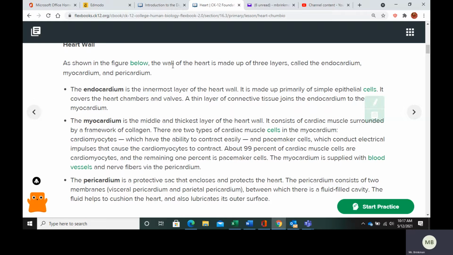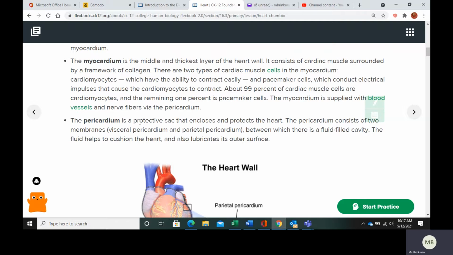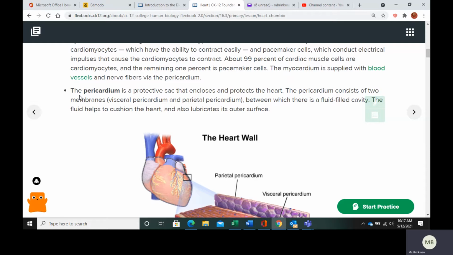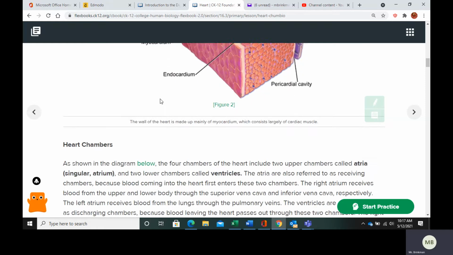So the wall of the heart is made up of 3 layers. The endocardium is the innermost layer. The myocardium is the middle layer, so M for myocardium, M for middle. And the pericardium is the outer protective layer. So the pericardium protects the perimeter. Here's a picture of that.